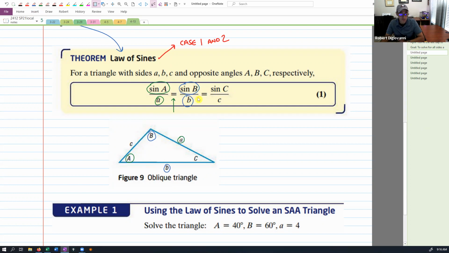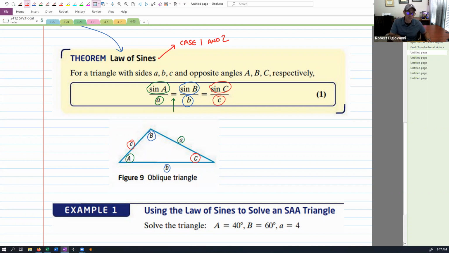But that must also be equal to sine of C divided by that corresponding side. So the ratio of sine of the angle over the opposite side must be the same for all of the sides and angles. Okay, now, I'm not going to prove that this is true. There's a proof in the book, and I'm not going to take the time to do it. We're just going to believe it's true.